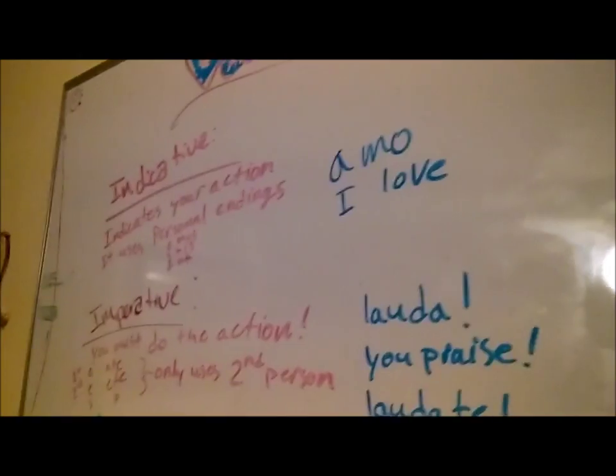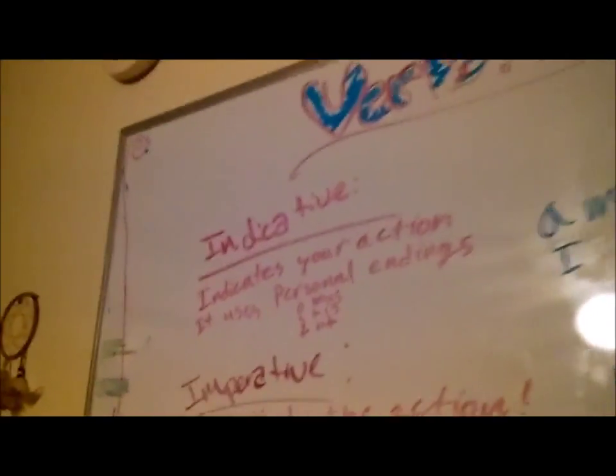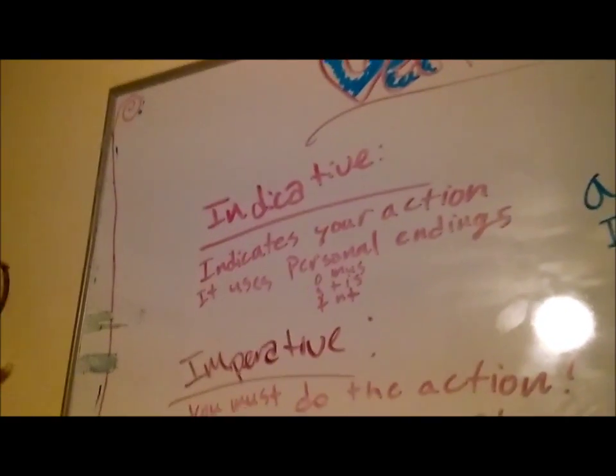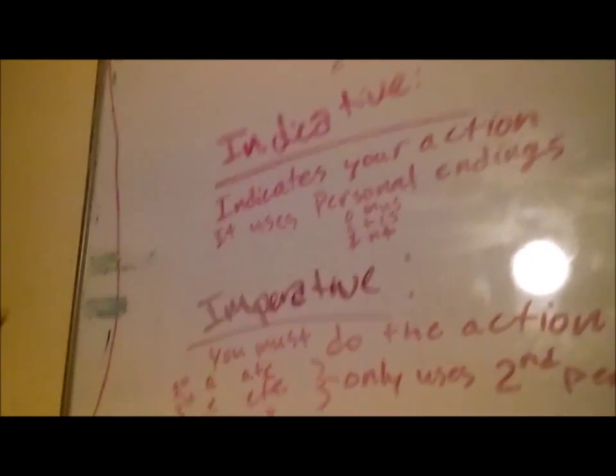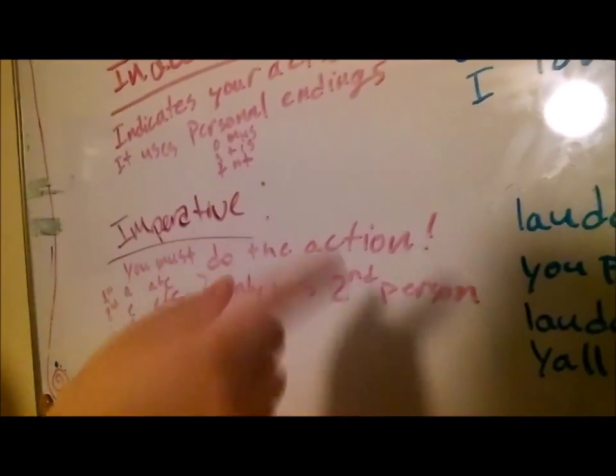Our next piece of information we've got for you guys is the moods. The indicative is pretty much indicating your actions. It uses the personal endings, which we talked about earlier. For the example, amo, I love.